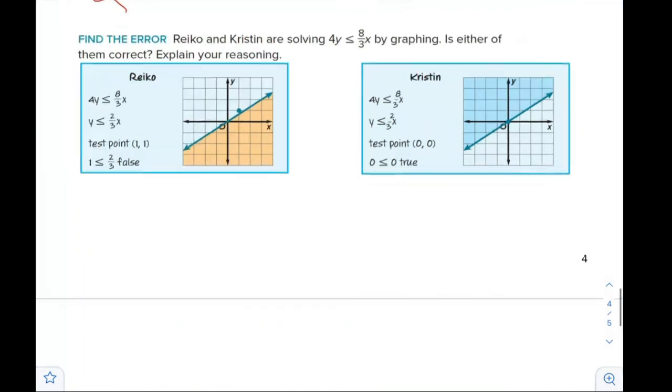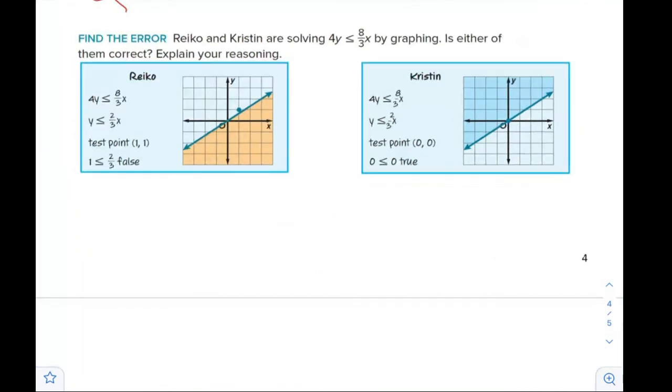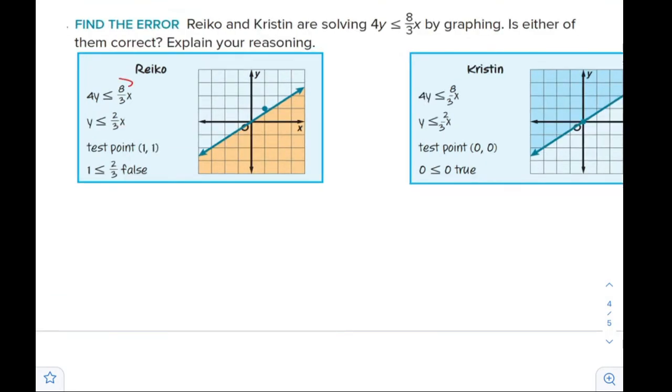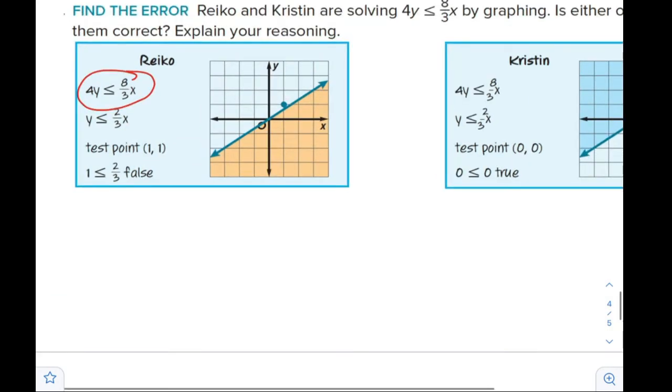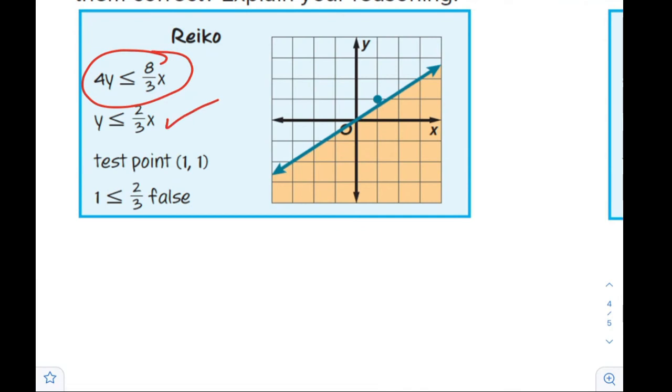The last question here is an analysis to find the error. We have two people solving by graphing. Is either of them correct? Let's check. For this guy, he divided by 4 to simplify. He did the right job here. And when he graphed the line, we have a solid line. Yes, of course, because there's an equal sign.